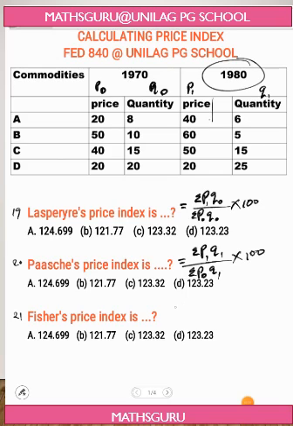Now, to calculate the Fisher's price index is quite simple. What we need to do is to take the square root of the product of Laspeyres' price index and Paasche's price index. So once we have found the Laspeyres' price index and the Paasche's price index, we multiply the indices and then take the square root. We get the Fisher's price index. You can pause the video and try it out. All right, let's get there.